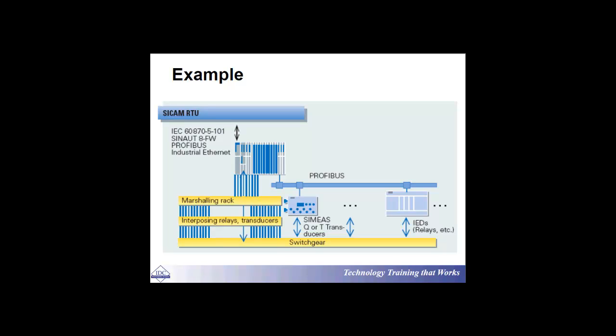See, you have got RTUs, marshalling racks, a lot of relays, transducers, switchgear, and comms protocols like Profibus or something. You have got a lot of things, Ethernet. The idea is to simplify this. This is what we are going to achieve with 61850. Other than that, the system is already available.